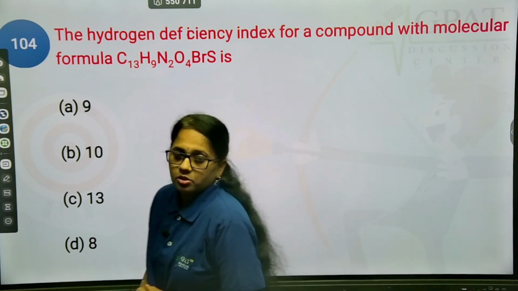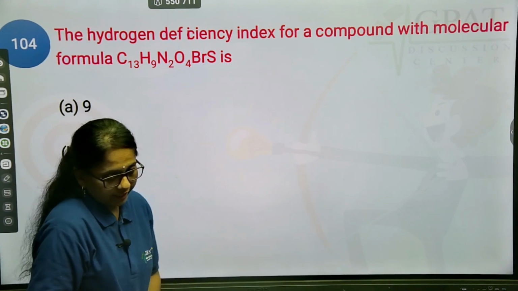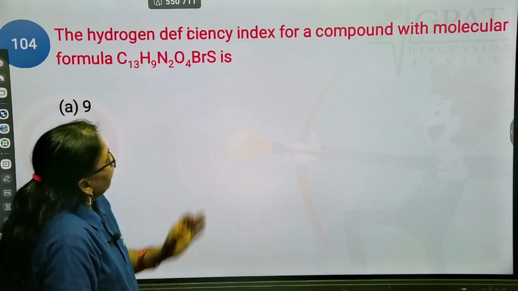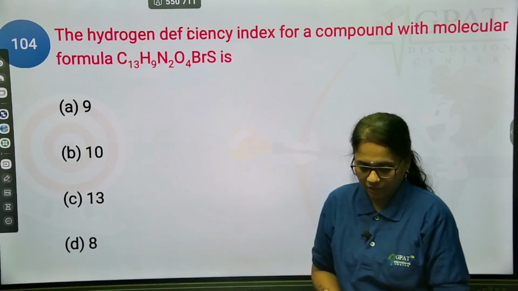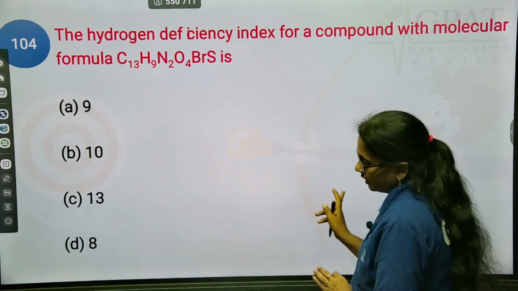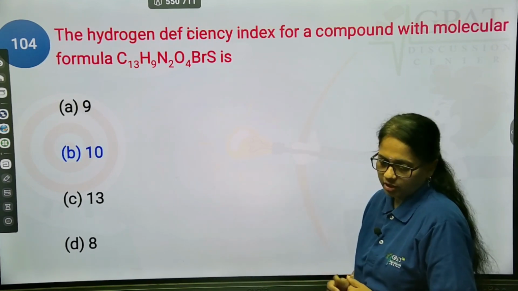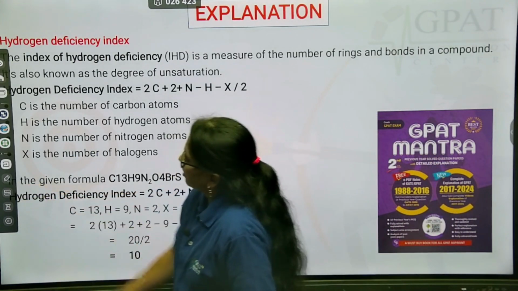Yeah, so hydrogen deficiency index, actually there is a formula in order to calculate this index. For any type of molecular formula, if they have given, we can calculate the hydrogen deficiency index. Let us see first the calculation, then we will search the right option. Okay, hydrogen deficiency index, how to calculate that?